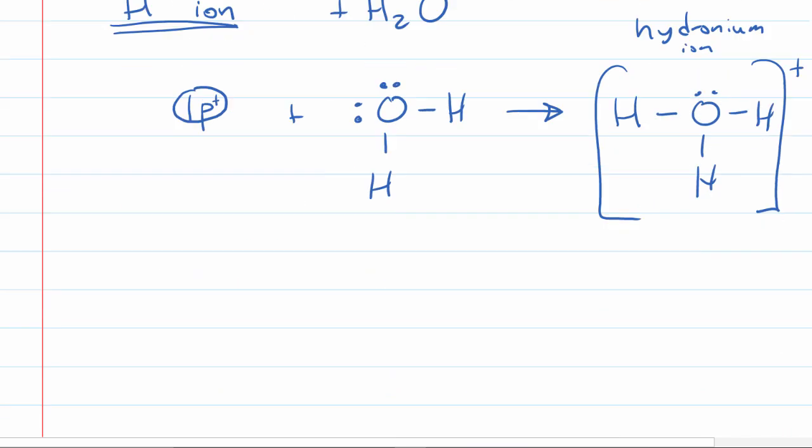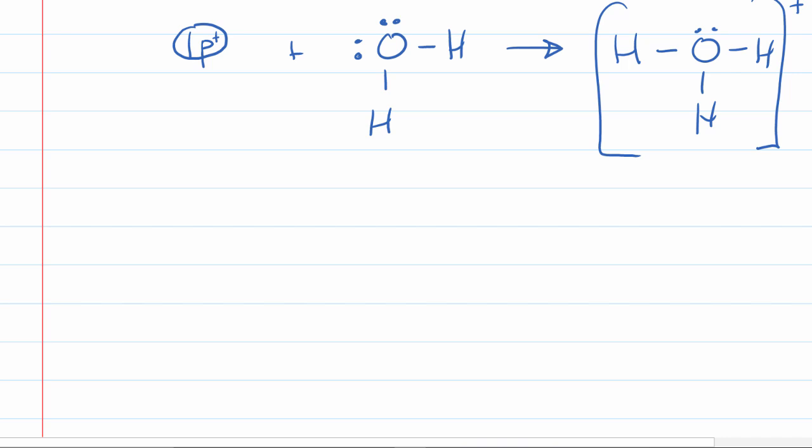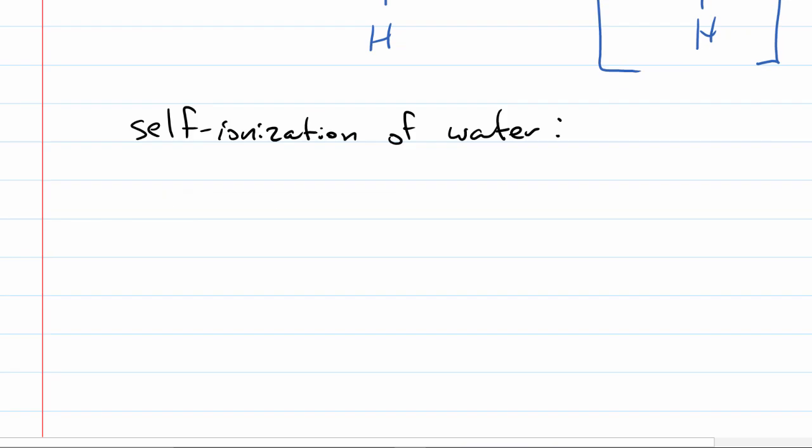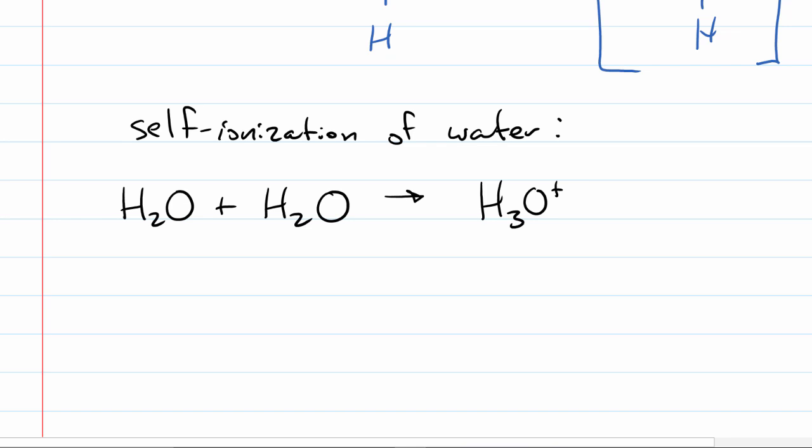All right, so now, with this, one of the things we can look at is what's called the self-ionization of water. The self-ionization of water. And what this means is that molecules of water can ionize all by themselves. What happens is that two molecules of water will react with each other. When they react with each other, they are going to yield hydronium ions and hydroxide ions.